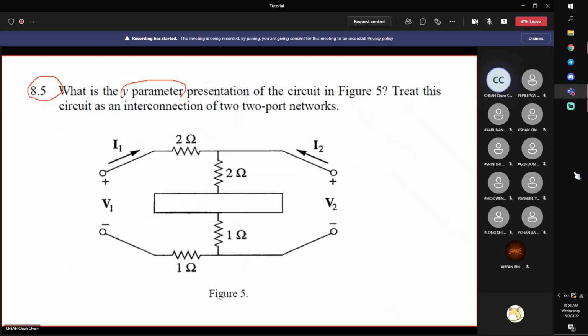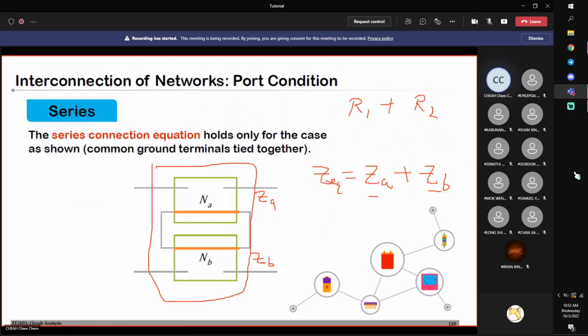Okay, let's look at the last problem of today's tutorial. We want Y parameters, and here, treat this circuit as the interconnection of two-port networks. Actually, if there's no cross, you could just analyze it directly, as we did. But this question says to treat it as the interconnection of two-port networks, which means you need to break it down into interconnections of two-port networks. In fact, this configuration is quite similar to this one.